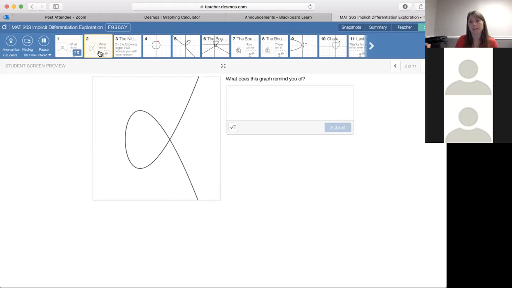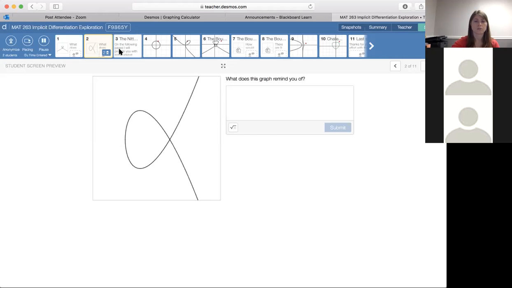So again, same thing. What does it remind you of? A lot of people said a fish, like a really rudimentary fish sketch, or a loop-de-loop. But the idea on both of these is these are implicit functions, and they're implicit functions that we can actually differentiate and find the tangent line at any particular point, the slope of the tangent line at any particular point.